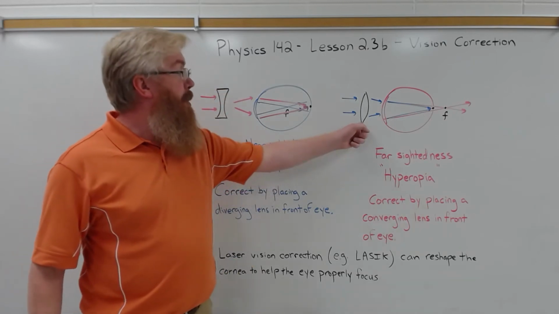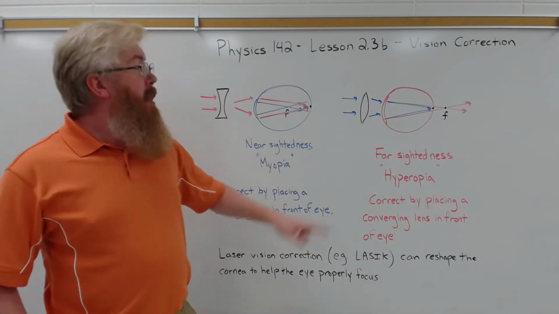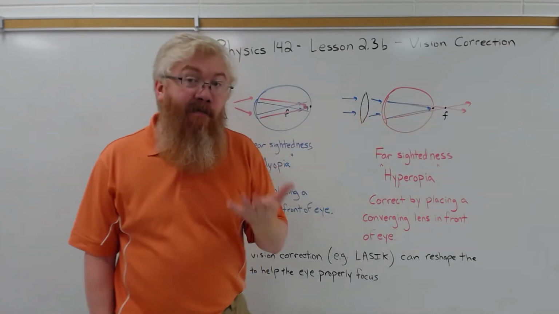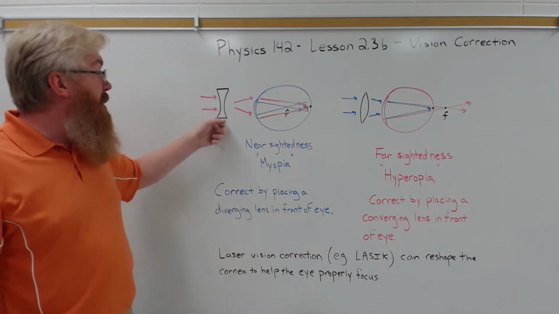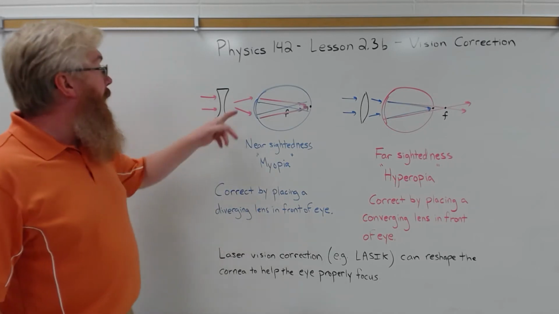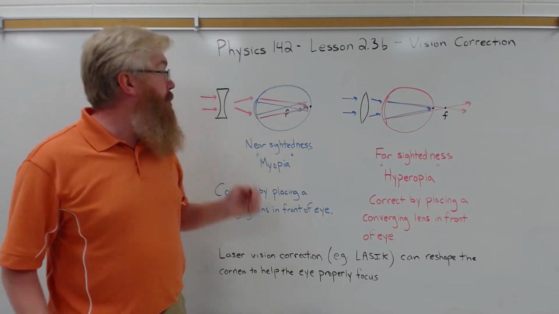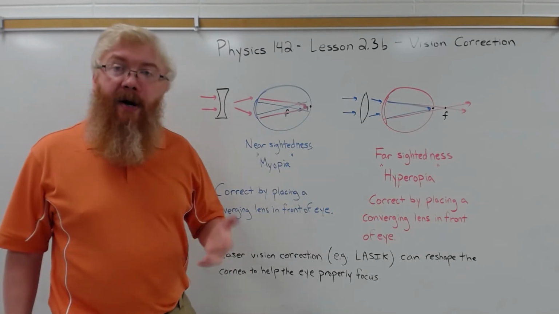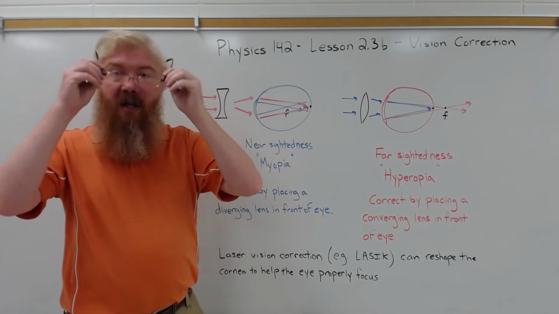How much of a converging lens do you need? Well, it depends on how farsighted you are. Do you have to give your eye a small boost or a large boost? How big a diverging lens do you need? Well, it depends again on how nearsighted you are. If your eyes only slightly overconverge or if they significantly overconverge, you have to apply the appropriate correction. Now, you can do this, and the old way of doing this, of course, is with glasses.